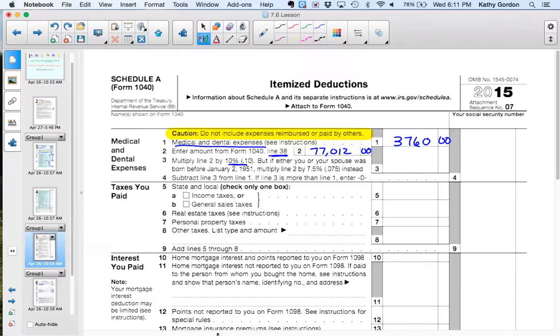And then for line 3, they're telling us exactly what to do with that. We're going to multiply line 2 by 0.1, 10%. And then it says if either you or your spouse was born before January 2nd, 1951, you multiply by 0.075 instead. Again, we're assuming that they were not. And so we're going to take 10% of our $77,012 and we're going to round that off to 7,701.